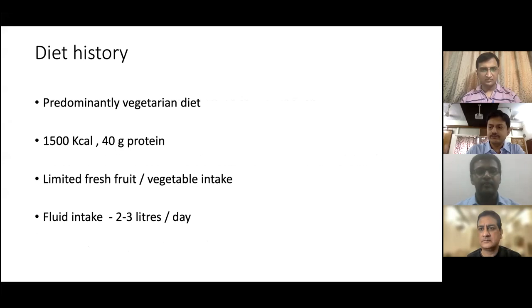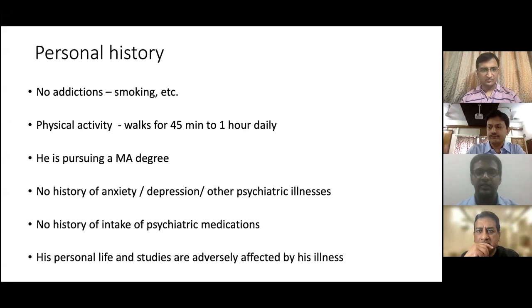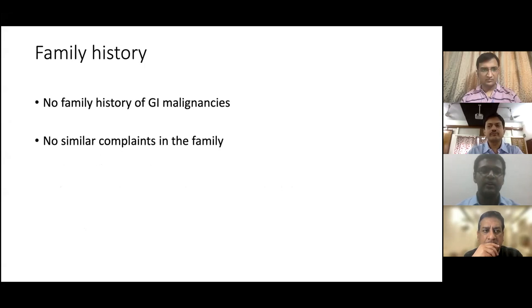His personal history: he did not have any addictions like smoking. He had a physical activity of walking around 45 minutes to 1 hour every day. He is currently pursuing an MA degree. He did not have any history of anxiety, depression, or other psychiatric illnesses. He did not consume any psychiatric medications. His personal life and studies were adversely affected by this illness. In his family history, there was no family history of GI malignancies, and there were no similar complaints in the family.